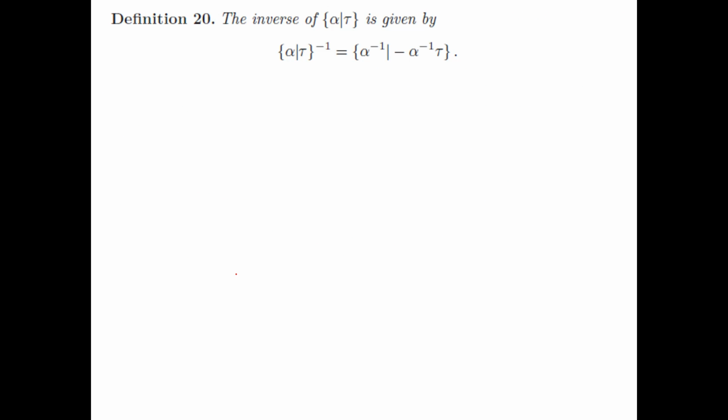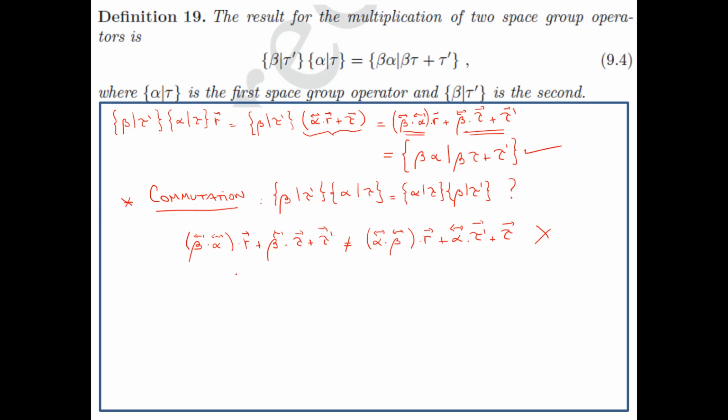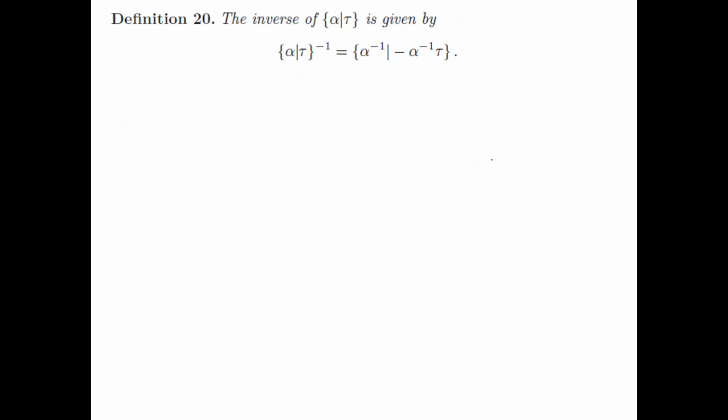So let's calculate the inverse. We have the identity, we have the multiplication. It's within the group. I forgot to say that. The result of the multiplication is clearly another element of the space group, because the compound operation, point group operation beta alpha, is also a point group operation, and this is a general translation as well. So this is a member of the group.